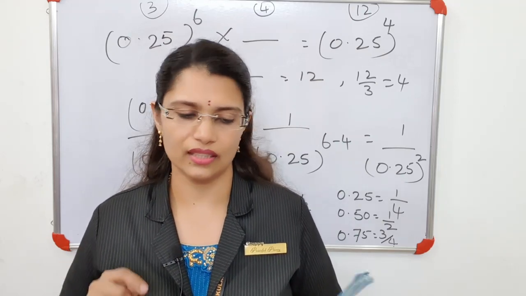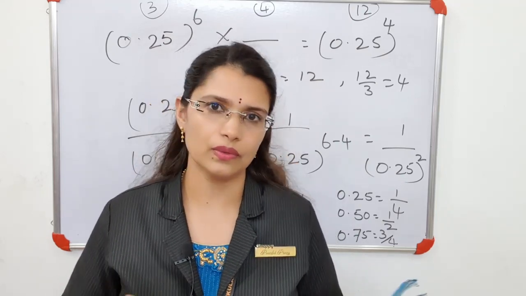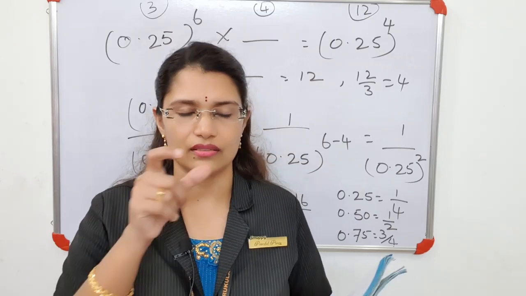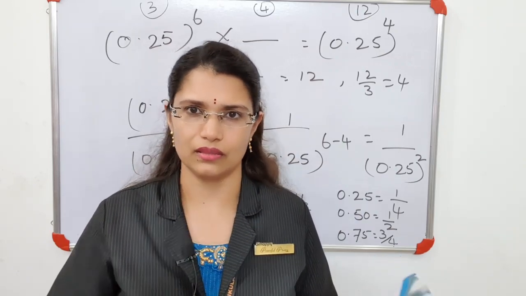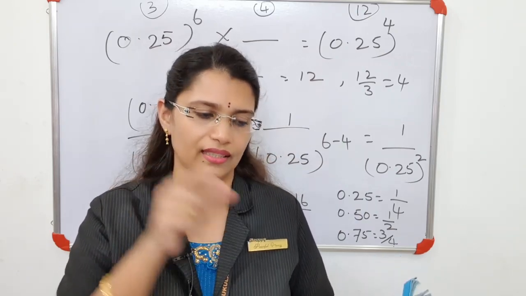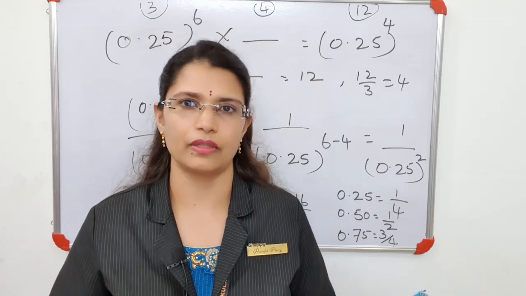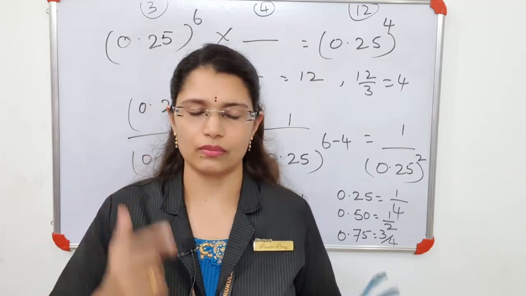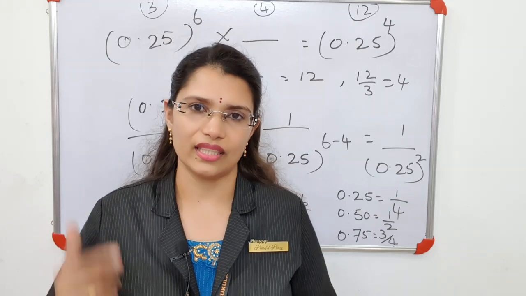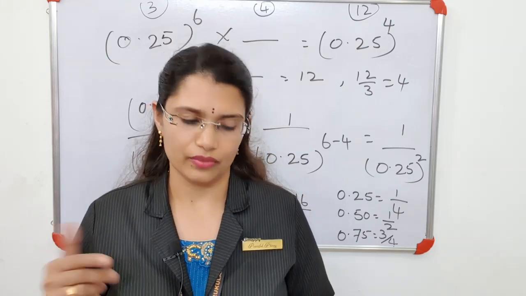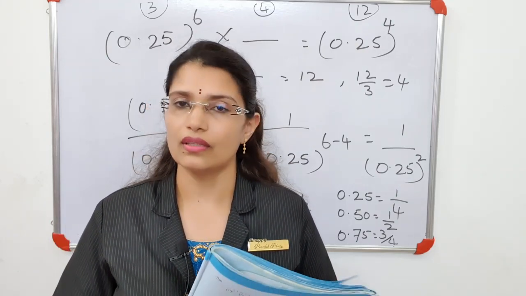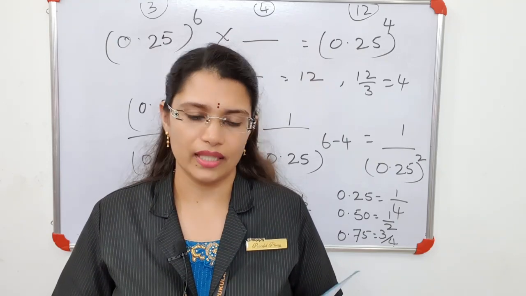First question is 81 into 9. So where this 81 is coming in that table, take that power, and then 9, which is that, take that power and then apply. If it is multiplication, apply the rule x raised to m plus n. If it is division, apply the rule x raised to m minus n.